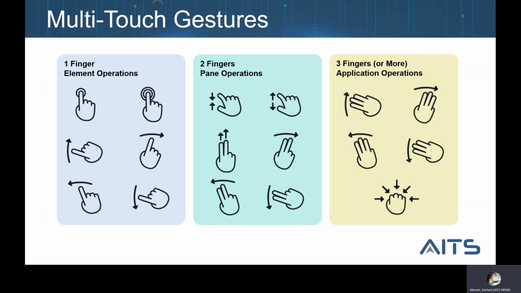As I said, the multi-touch gesture works without any kind of script, just check the touch screen. With a simple click, you can use your application: one finger for element operation, two fingers for pan operation, zoom in, zoom out, sweep, etc., to change from one pan to another pan. We'll talk about pan. Three fingers for application operations, plus the knock, and more.